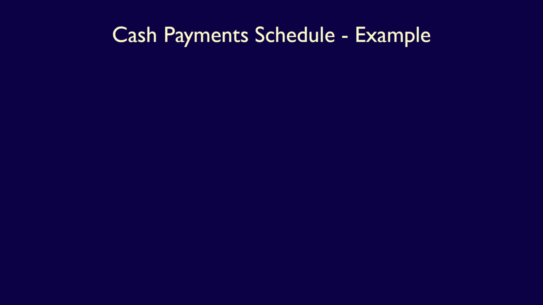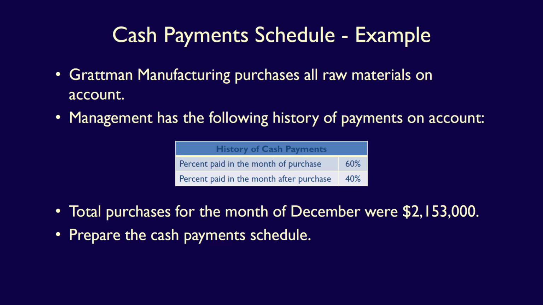In order to demonstrate the cash payment schedule, we'll continue our example of Gratman Manufacturing. Gratman Manufacturing purchases all their raw materials on account. Management has the following history of cash payments. Percentage paid in the month of purchase, 60%. Percentage paid in the month after purchase, 40%. Total purchases for the month of December are $2,153,000. Prepare the cash payment schedule.